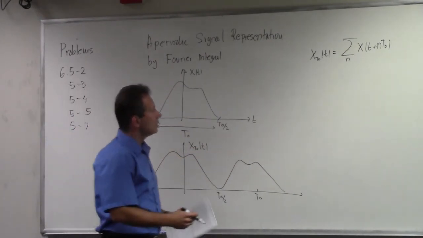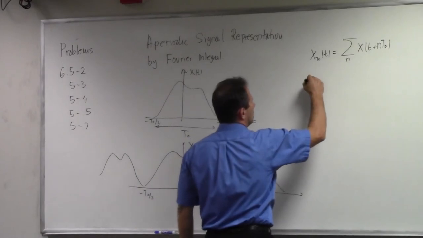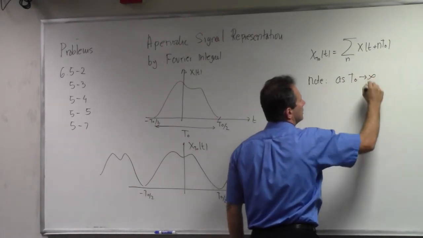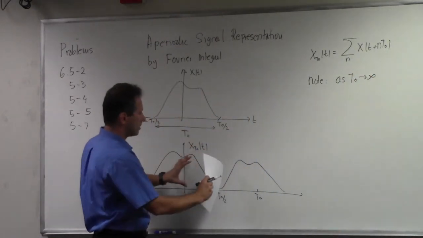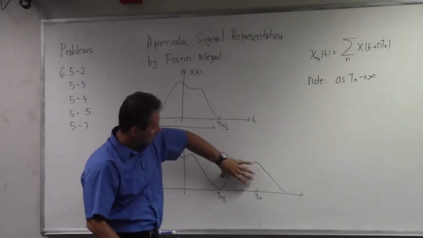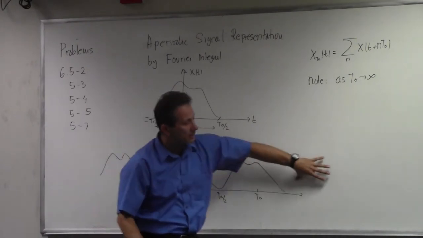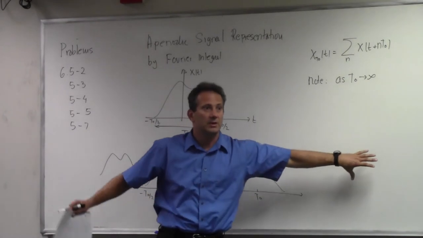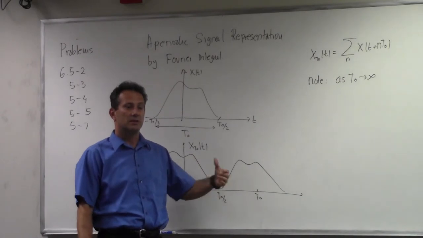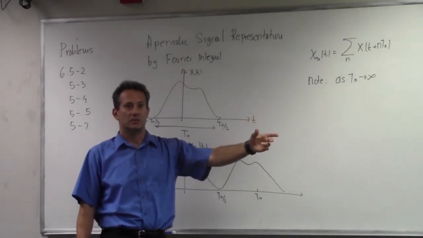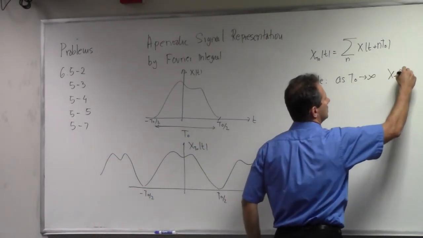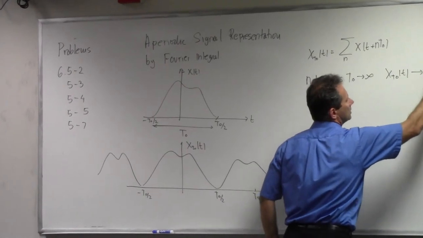Now, what you see here is this. As t0 goes to infinity, I start separating these. I take this signal, but I don't repeat it right here. I repeat it a little bit further. So if I start repeating my signal further and further away, this becomes a periodic signal that eventually repeats at infinity. So as t0 goes to infinity, what happens to my x_{t0} of t? You see that it converges to x of t.